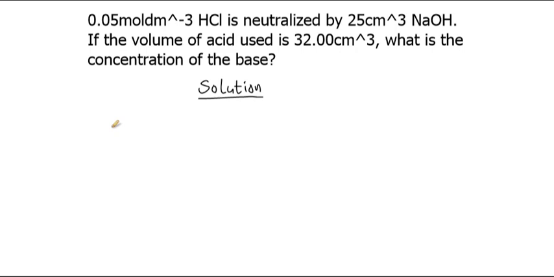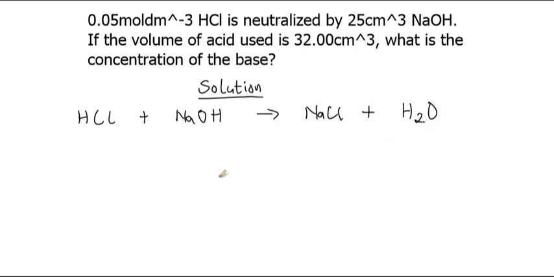So before anything, the first thing to do is to write out the chemical equation showing the reaction between the acid and the base. So we'll be doing that now by saying hydrogen chloride, which is HCl, reacting with the base. The base there is sodium hydroxide, which is NaOH. The salt we'll be having here is sodium chloride, and water. So we've written the chemical equation.